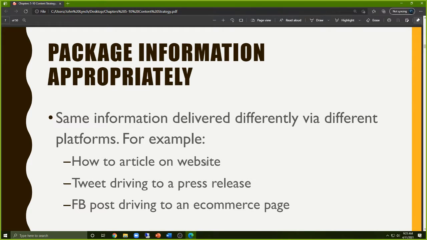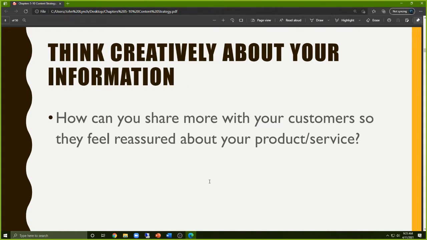So you want to make sure that while you're still maintaining your similar brand, you're conforming to the requirements of each of these different mediums. So some tweets are a lot smaller and shorter, and you would need to account for that if you have an article on your website that you want to talk about.